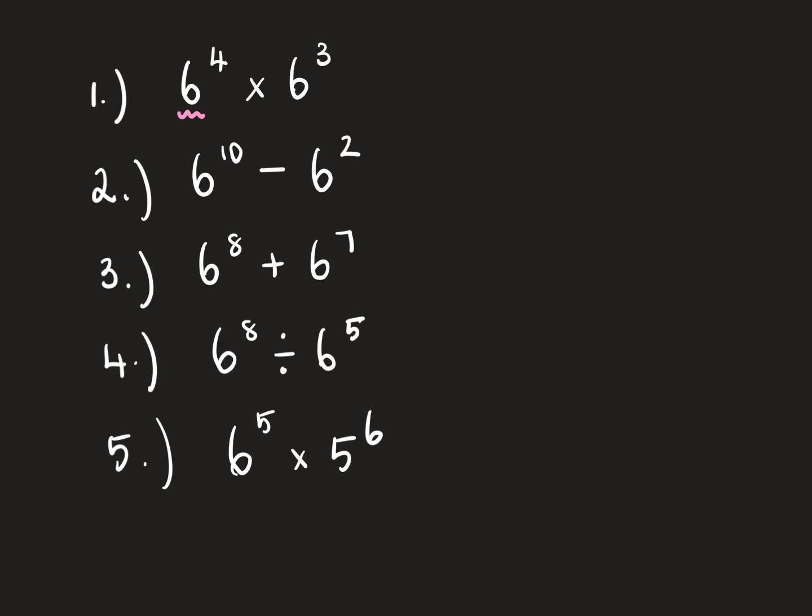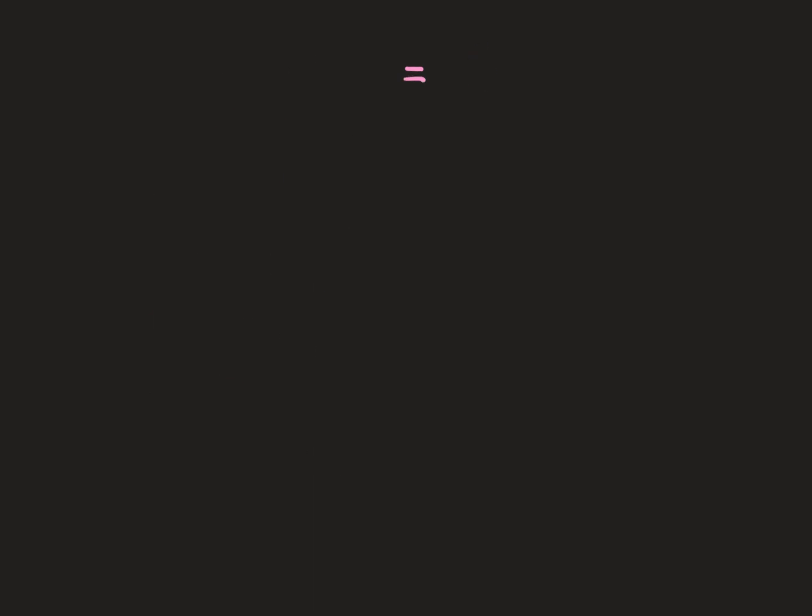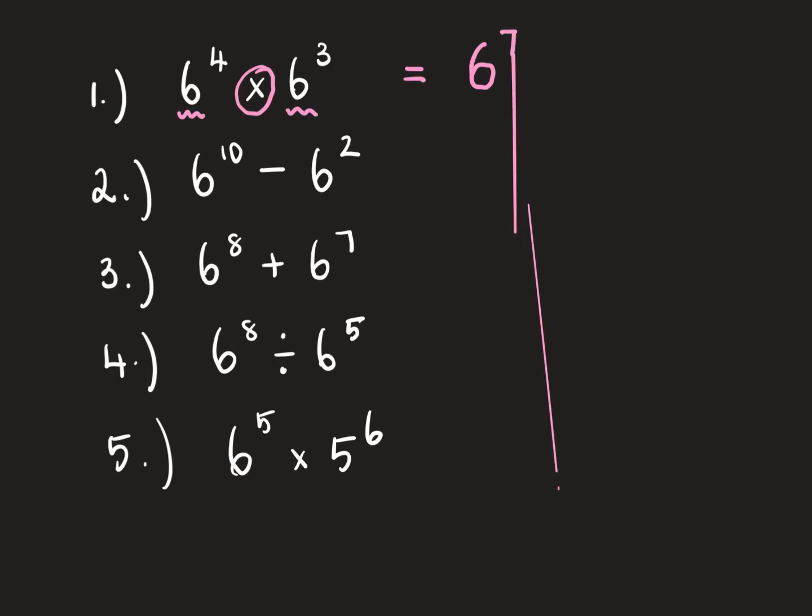Okay, let's look carefully and see which ones the index laws apply to. Bases are the same. I'm multiplying the terms. This one's good. So what do I do? I add the indices. You just leave that base as it is. 4 plus 3 is 7.